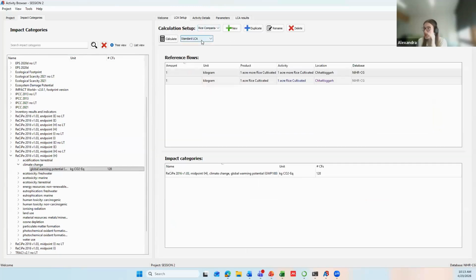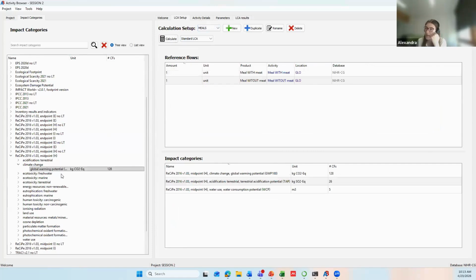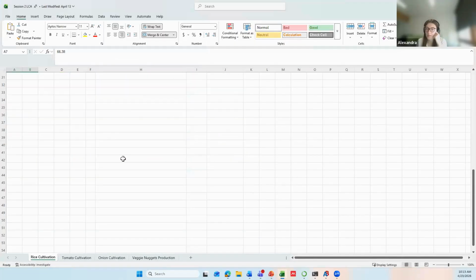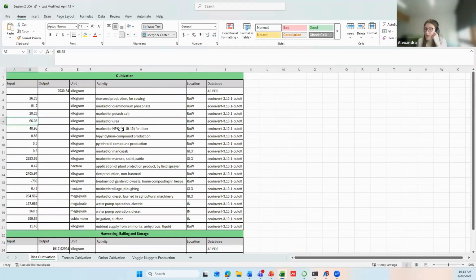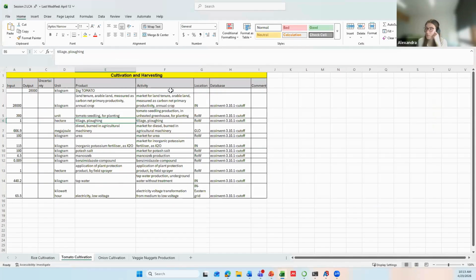Okay, now this was just the example of how to set it up. We want to do now the meals. The meals, I've already input all the parts. So here I showed you rice. Then there's tomato per acre. This is the output from the literature.